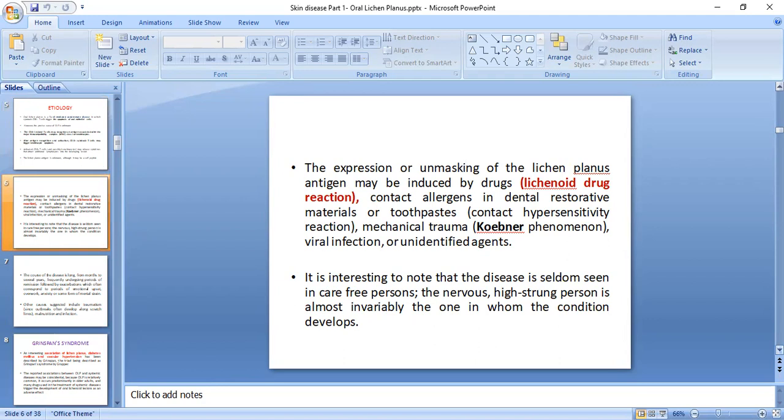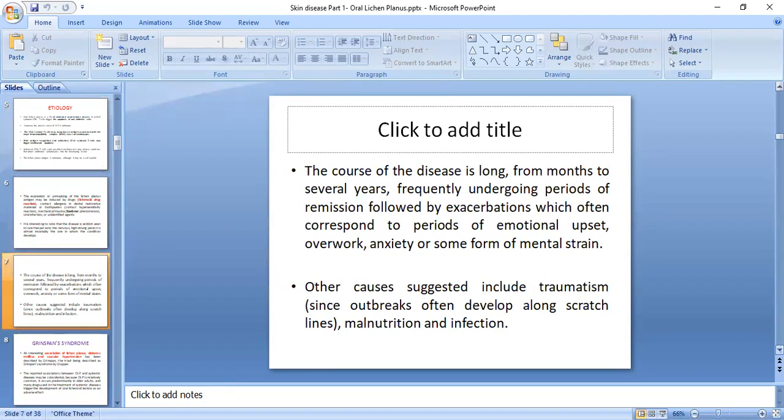It is interesting to note that the disease is seldom seen in carefree persons. The nervous, high-strung person is almost invariably the one in whom the condition develops. So the stress factor is associated with this disease. The course of the disease is long, from months to several years, frequently undergoing periods of remission followed by exacerbations, which often correspond to periods of emotional upset, overwork, anxiety, or some form of mental strain. Other causes suggested include traumatism, since outbreaks often develop along scratch lines, malnutrition, and infection.